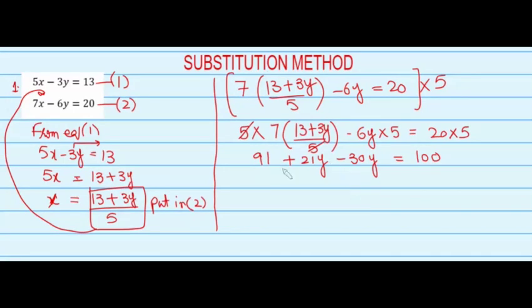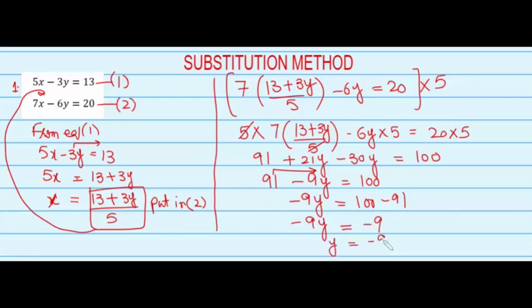Okay, so we have 91 plus 21y minus 30y gives you 91 minus 9y equals 100. Shifting this 91 to the other side as well, it becomes minus 9y equals 100 minus 91. So we get minus 9y is equal to minus 9. Dividing both sides by minus 9, we get minus 9 over minus 9. So the value of y equals plus 1. Negative negative cancelled, 9 cancelled. So we have found the value of y, which is 1.